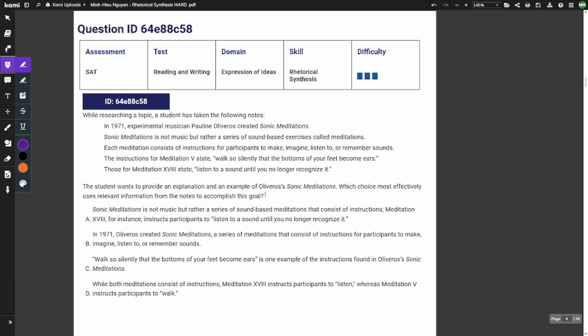Question number 6, let's find a task, which is to provide an explanation and an example of Oliveros's sonic meditation. So there's two things we need to do here. We need to have an explanation and an example. So let's look at it.